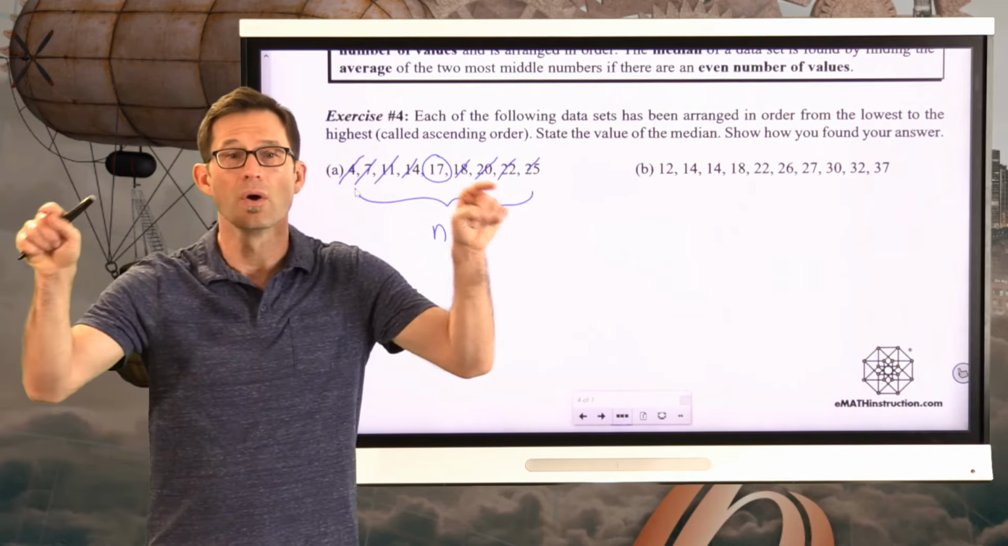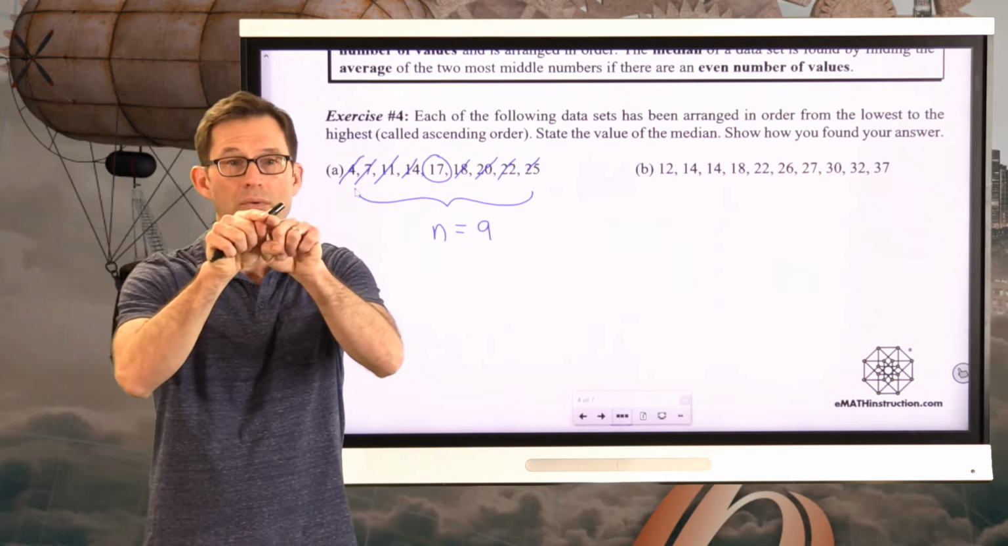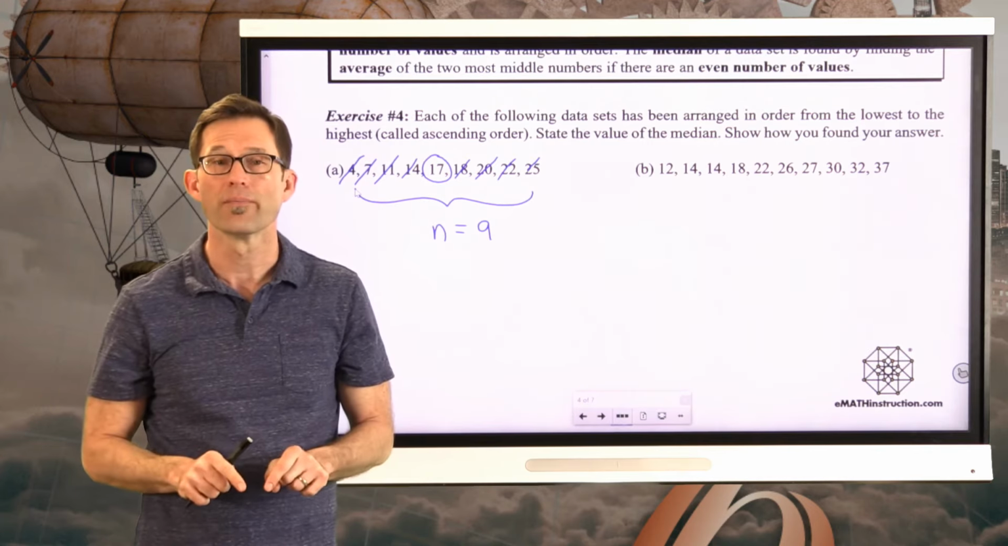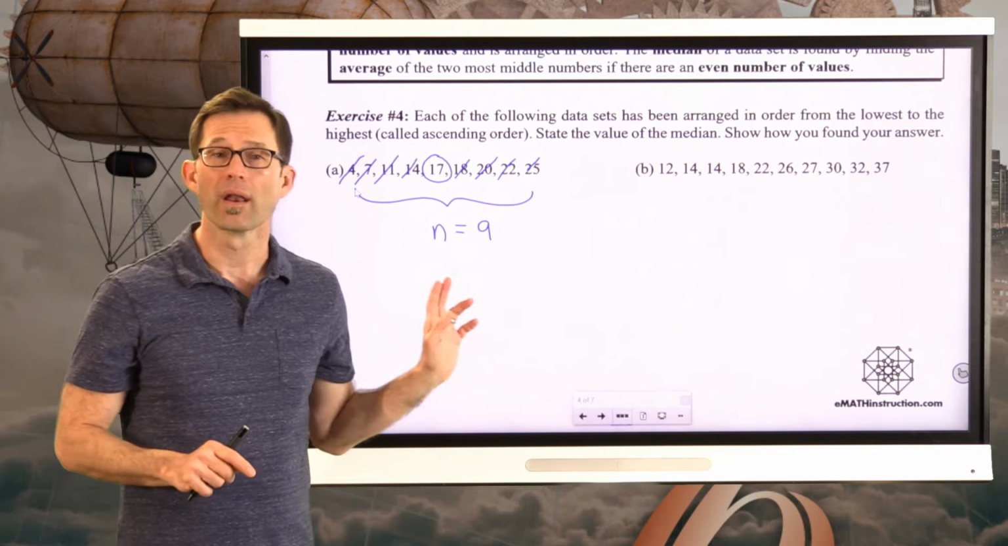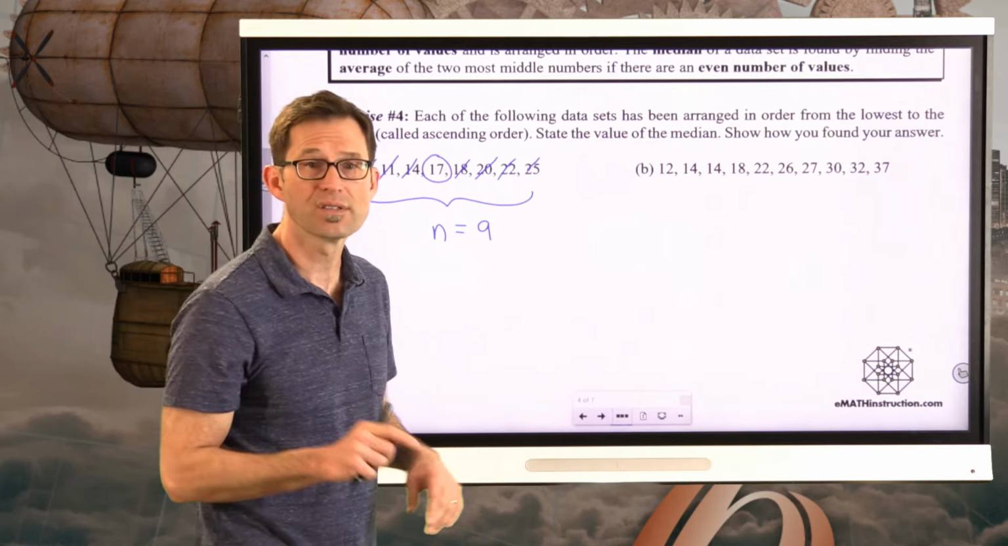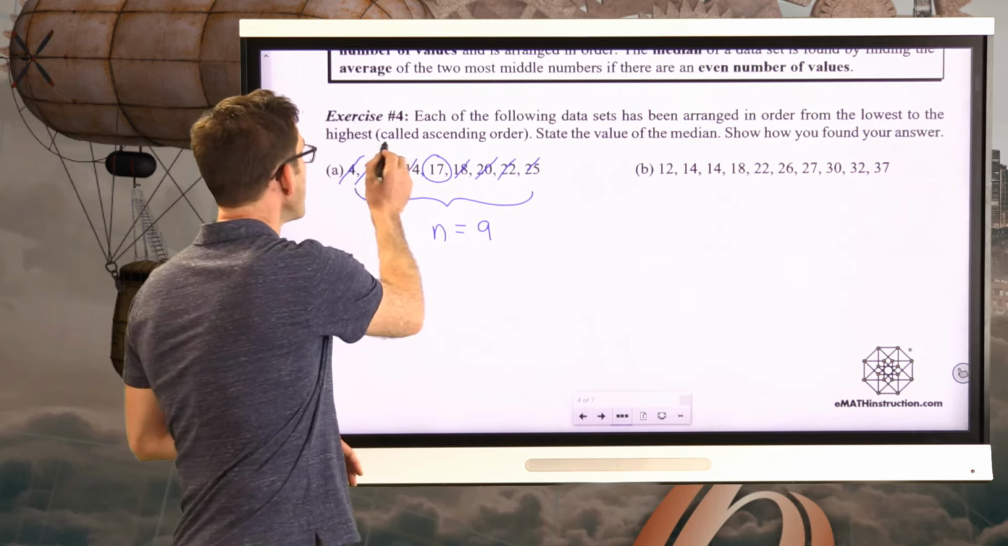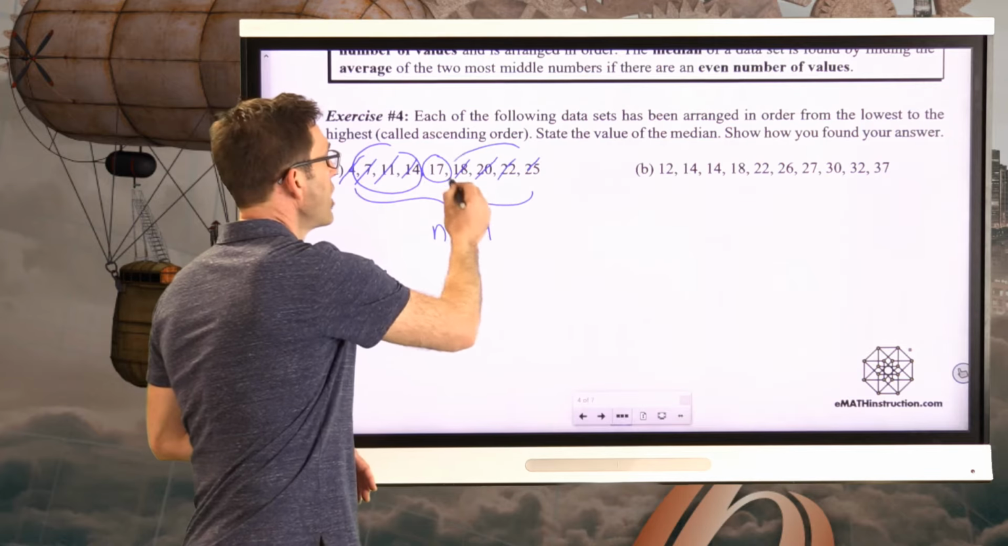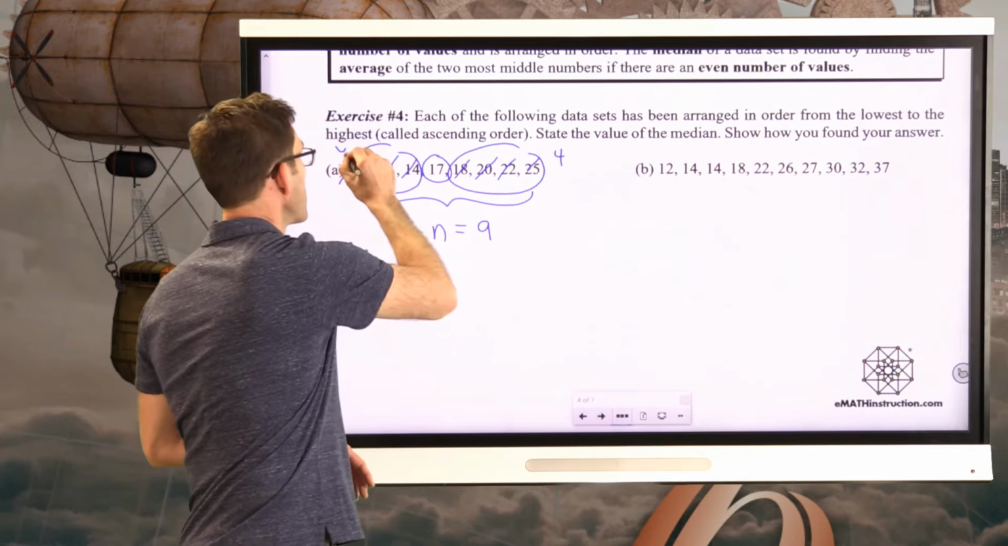So you could literally just count through them one by one. Boom, there's the middle number. Another way to do it when you've got an odd number, and I know this is going to sound weird: notice that there are 4 that I've crossed out here and 4 that I've crossed out there.